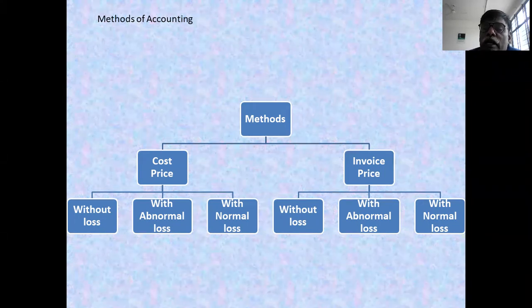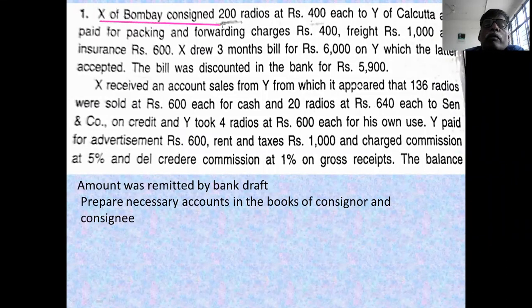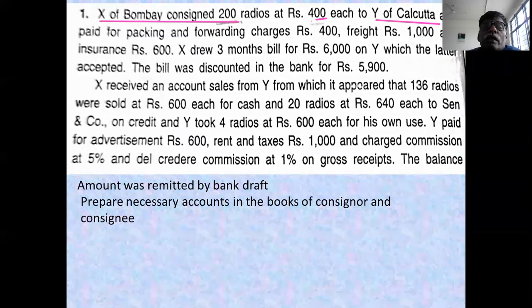class with one slide. Today we see the example based on the first category, cost based problem without any loss. This is the problem. You see the problem. In this problem, X of Bombay consigned 200 radios at rupees 400 each to Y of Calcutta. This is the first sentence.